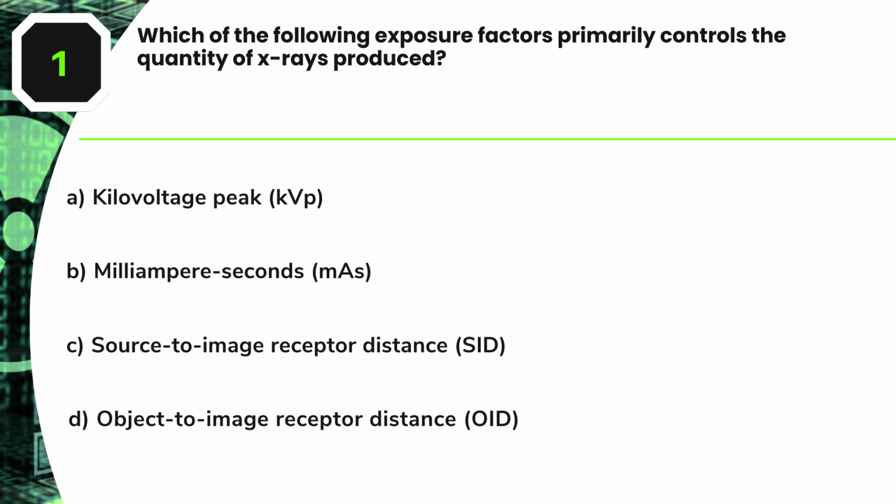Question 1. Which of the following exposure factors primarily controls the quantity of X-rays produced? A. Kilovoltage peak, kVp. B. Milliampere seconds, mAs. C. Source to image receptor distance, SID. D. Object to image receptor distance, OID.